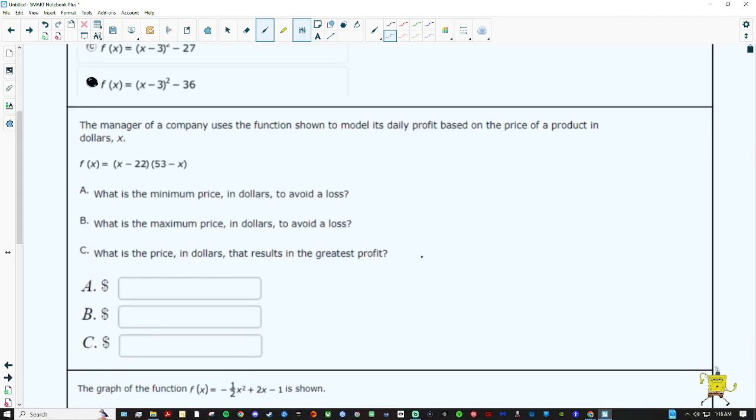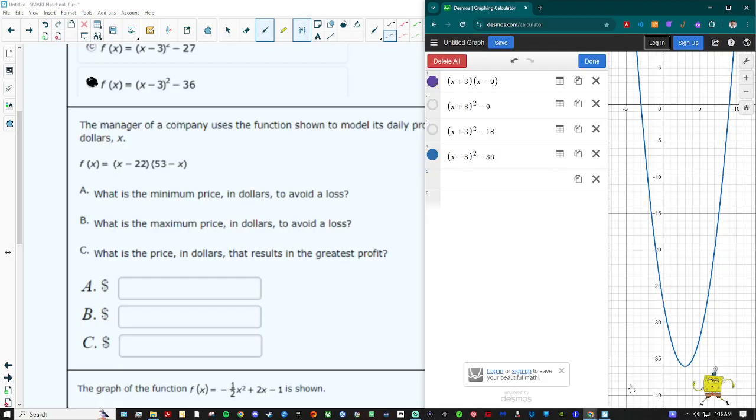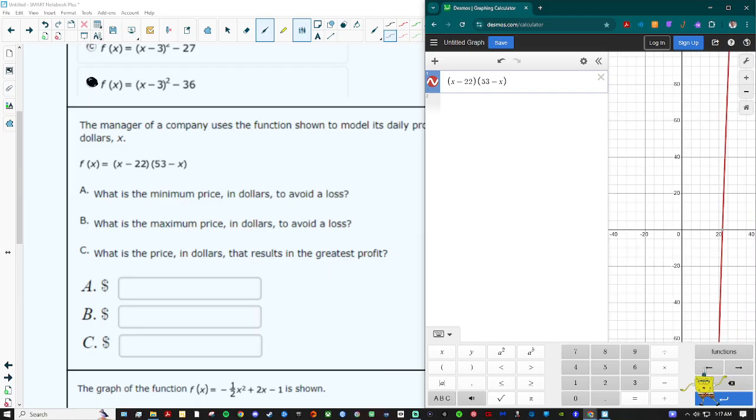The manager of a company uses a function shown to model its daily profit based on the price of a product in dollars. What is the maximum? What is the greatest profit? Okay, so type it in. We have x minus 22. And we have 53 minus x. Can't see it, but it is there.